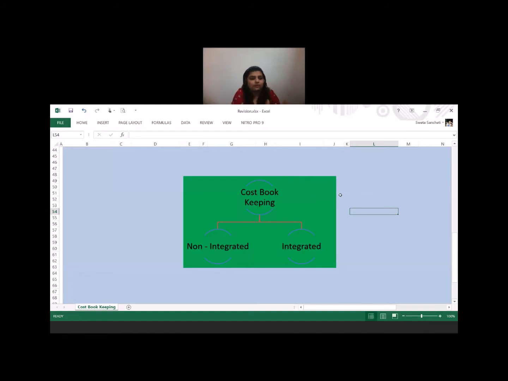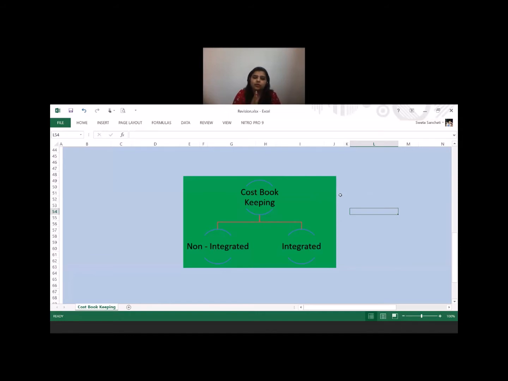They do not mix these books. Whatever are the cost entries, those are recorded in your cost books, and your financial books are prepared according to the principles of financial accounting. When it is an integrated bookkeeping system, we maintain one single set of books. That means for the financials as well as for cost, we have only one set of books. That is known as integrated system. Today we are going to focus on non-integrated cost bookkeeping in this video.